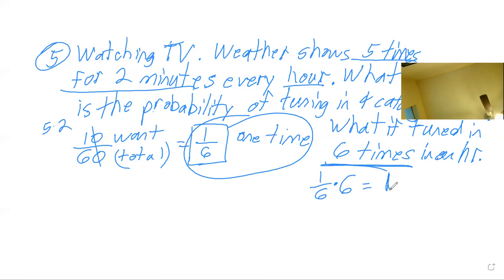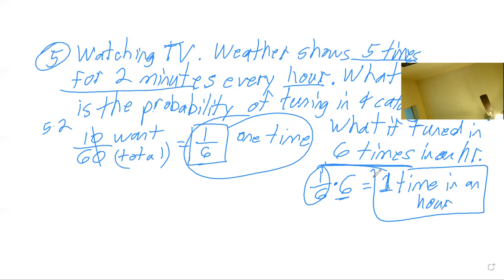So actually it'll say, what if I tune in 6 times in an hour? How many times should I expect to catch the weather? 1 time. Because you take the probability, multiply the number of times you're doing it, 1 time in an hour. That's how many times I would expect to actually catch the weather. If I tune in 12 times, then I go times 12, and I should expect to actually find the weather twice during that hour. Hopefully that makes sense. Remember, email me if you have any questions when you're doing your homework.